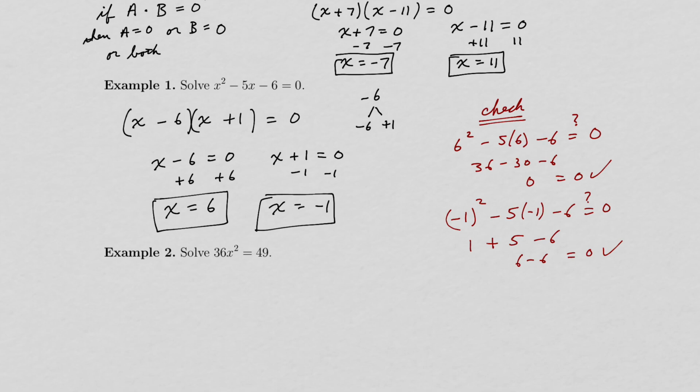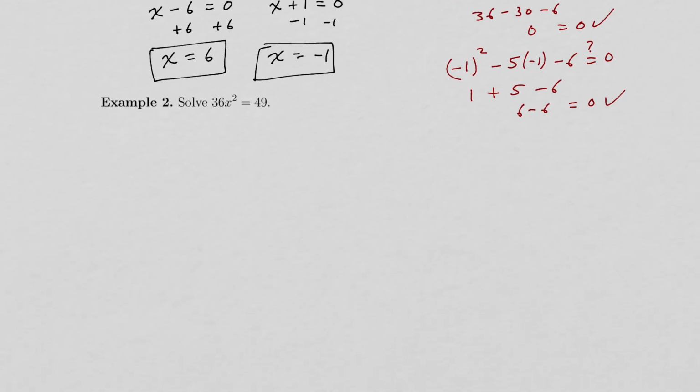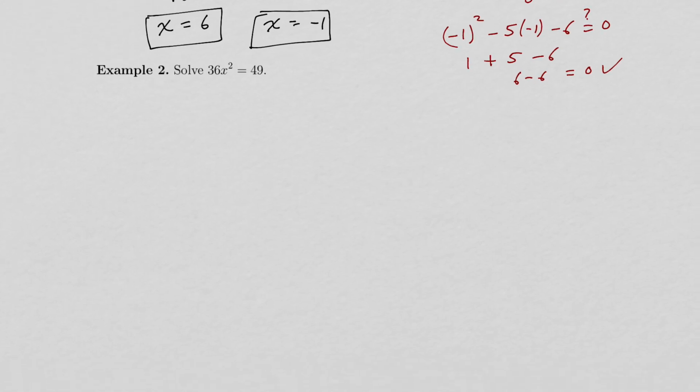Okay, next example. So this one, it's not set equal to 0, right? So the first thing you want to do is set it equal to 0. So I will move the 49. I'll subtract it from both sides. So I have 36x squared minus 49 is equal to 0.